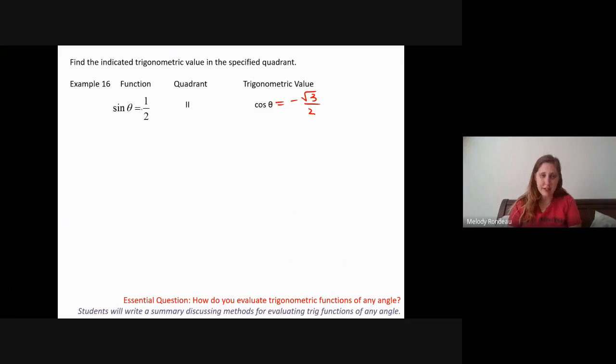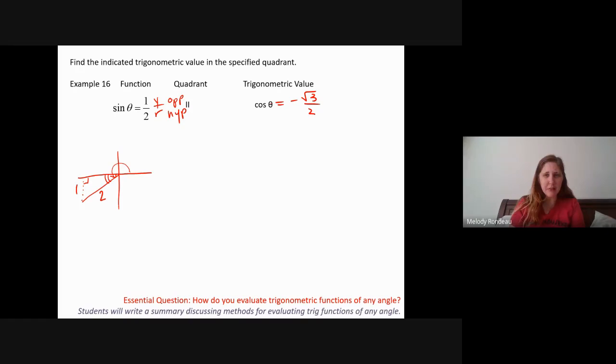If you didn't recognize it, what you could do instead is draw the picture in quadrant 2. My angle would be measured all the way around to there, but my reference angle is here where I draw my triangle. And then I know sine is y over r, or opposite over hypotenuse, whichever way you want to do that. So from my picture, I'm looking for 1 and 2.